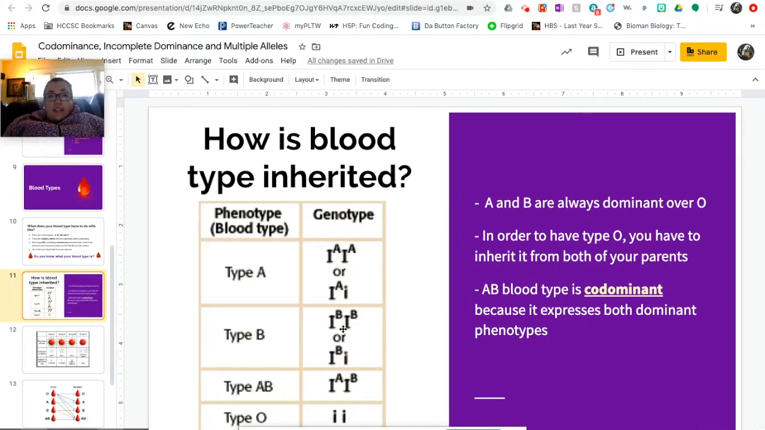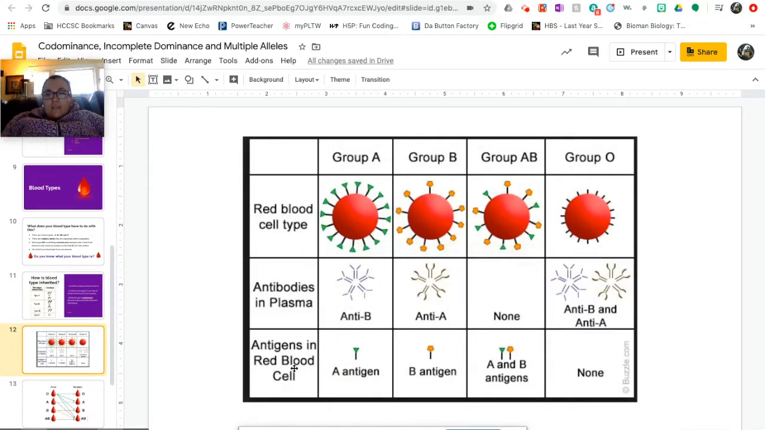Type B, you can be the same way. You can be BB or you can be BO. And then type AB blood, you have proteins for both A and B. So you're probably thinking, this doesn't make any sense. So let me show you this table that will make a little bit more sense.